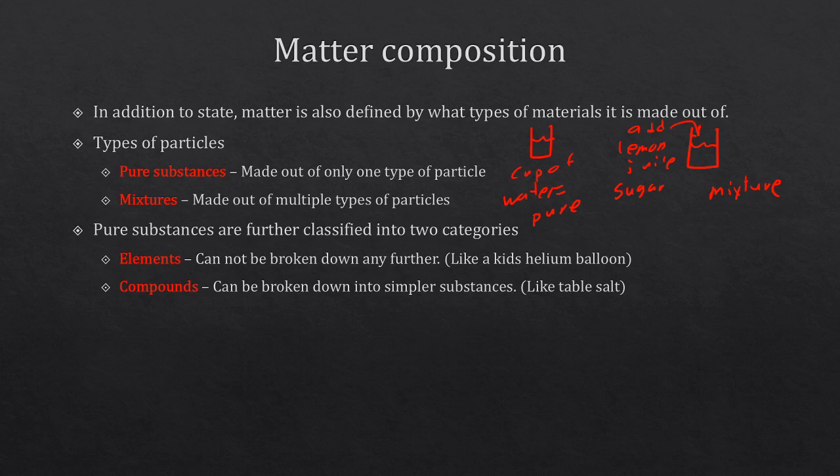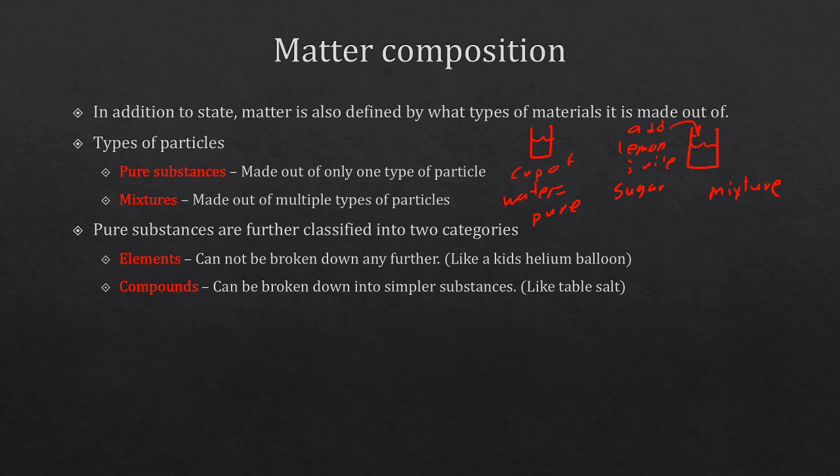So for example, if I have a helium balloon, helium is an atom. It's one type of atom, so we're not going to get anything else inside my balloon. I can't take helium and break it apart into simpler substances. But other things will be broken down. So table salt's an example, but also my cup of water. Water, if I were to, for example, use electricity to do something called electrolysis, I could break apart the water into hydrogen and oxygen.